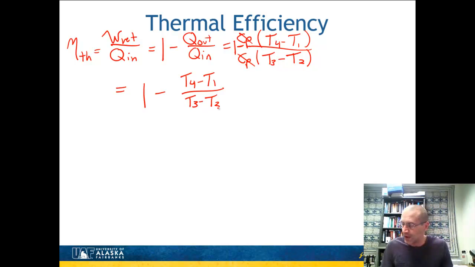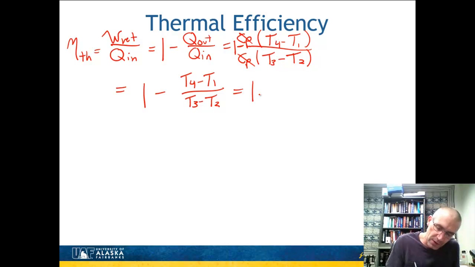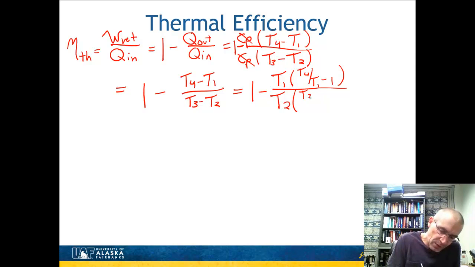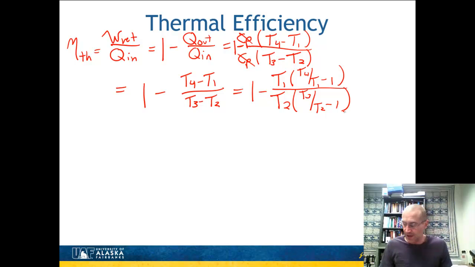We'll do a little bit of rearrangement like we did before with the Otto cycle. I'm going to factor out my T1 on the top and my T2 on the bottom. So I have 1 minus T1 times (T4 over T1 minus 1), over T2 times (T3 over T2 minus 1). The reason I did that is because I'm going to do some more rearrangement with these ratios, like the T1 over T2.